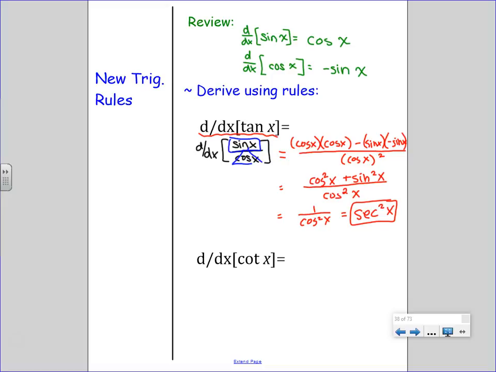This was fun and all. But can't we maybe just memorize this from here on out? Yeah. Tangent's kind of important, like sine and cosine is kind of important, so I think his derivative is kind of important.